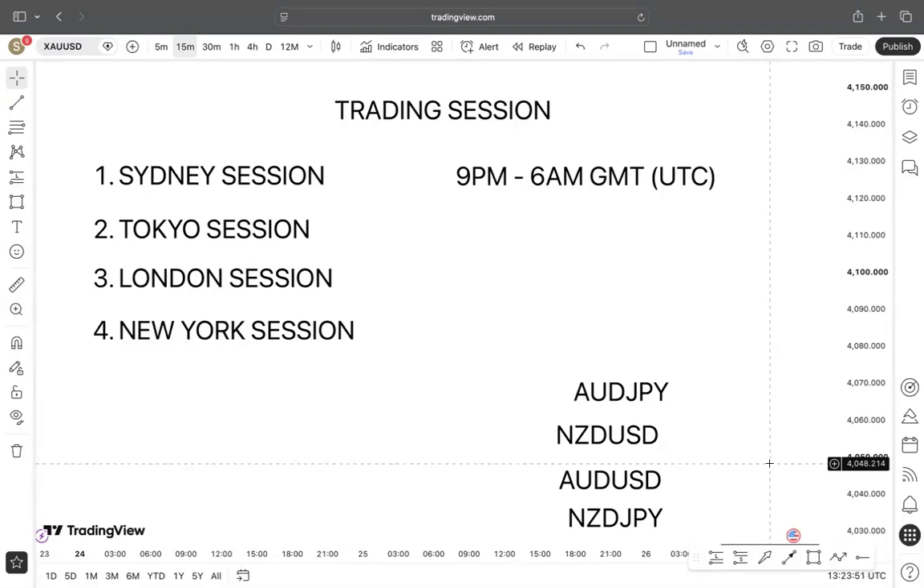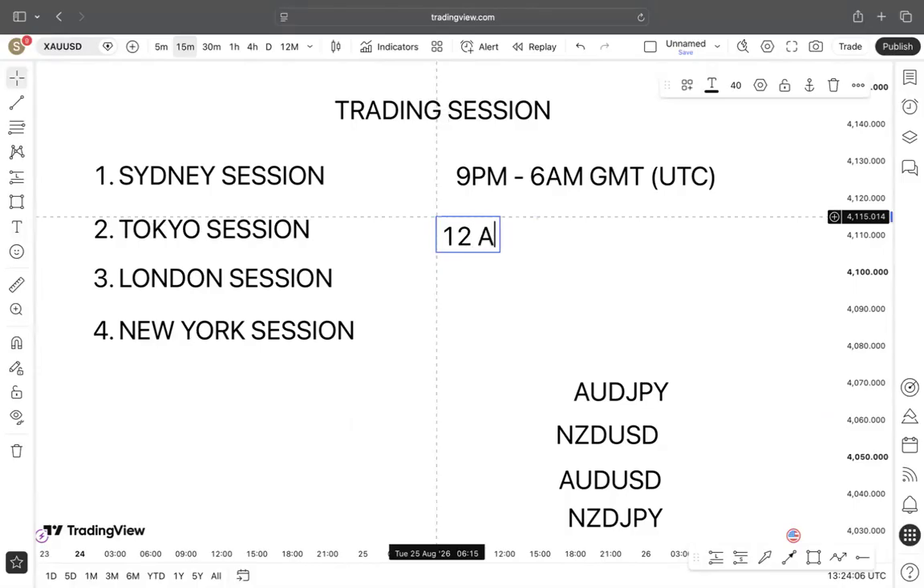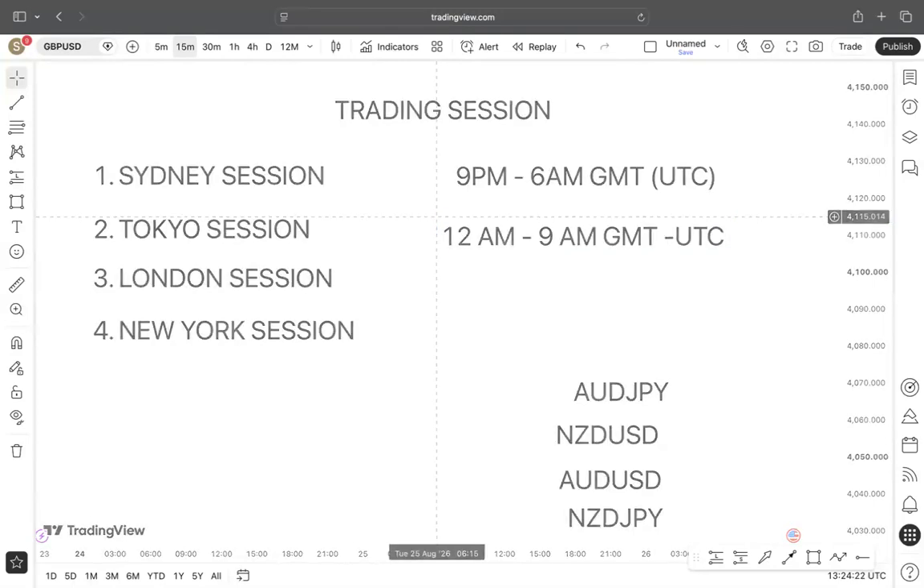All right. So the Tokyo session, which is the second session after the Sydney session, also known as the Asia session, is the second major trading session. It represents the major Asian trading time, so most of the Asians are active during this session. It operates from 12 a.m. GMT UTC to 9 a.m. GMT UTC.